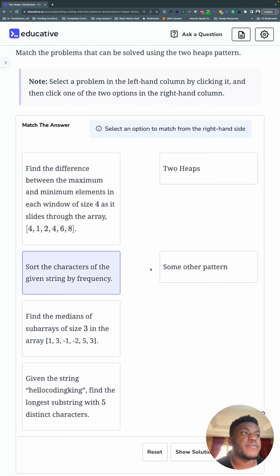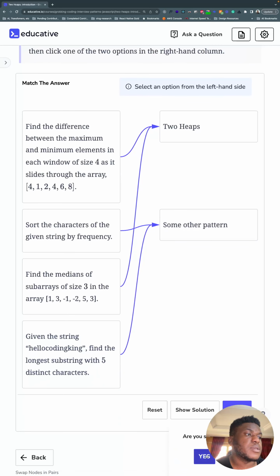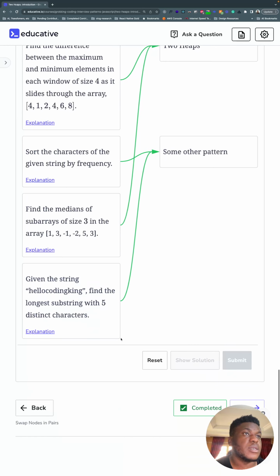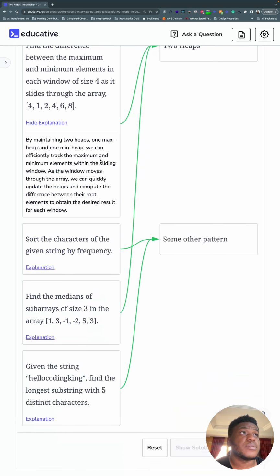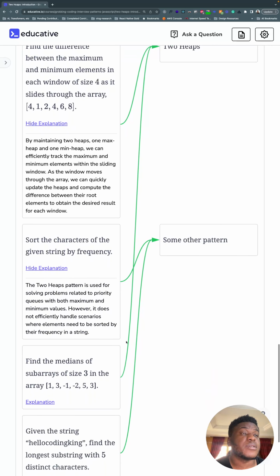These are some problems that need to be solved with two heaps versus other patterns. Sort the characters by frequency. I'll say it's another pattern. Median of subarray of size 3. Median. Okay, two heaps. The difference between the maximum and minimum of elements in each window, as a size 3 array. I might just give it two heaps. Even the string, find another substring of 5 distinct characters. Nah, this was like a sliding window problem. Submit. Am I sure? Yeah. I got it. And we can look through explanations by expanding this, although it makes the UI a bit clunky.